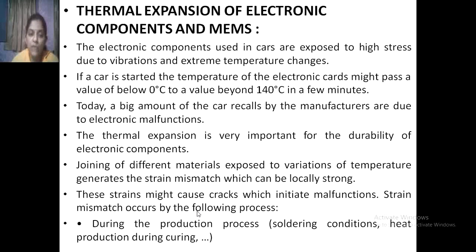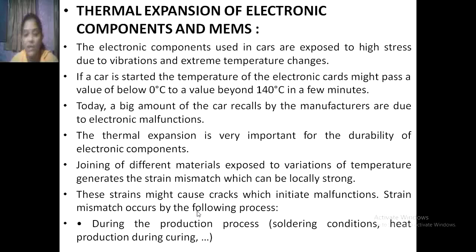So today a big amount of car recalls by the manufacturers are due to electronic malfunctions.